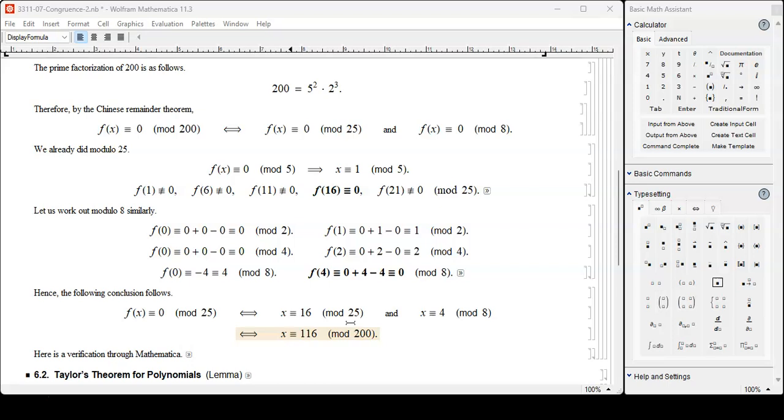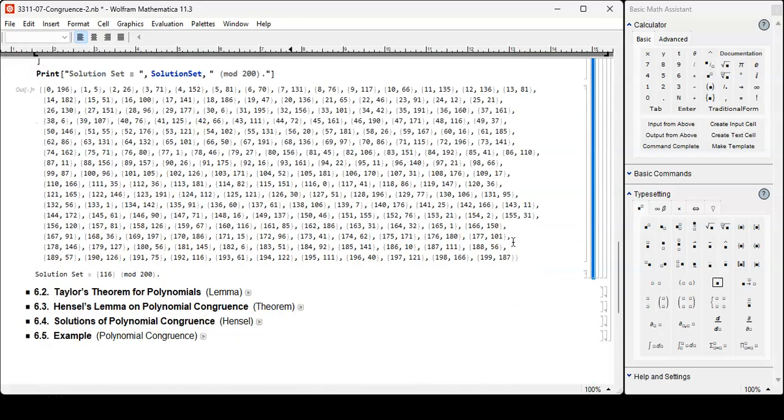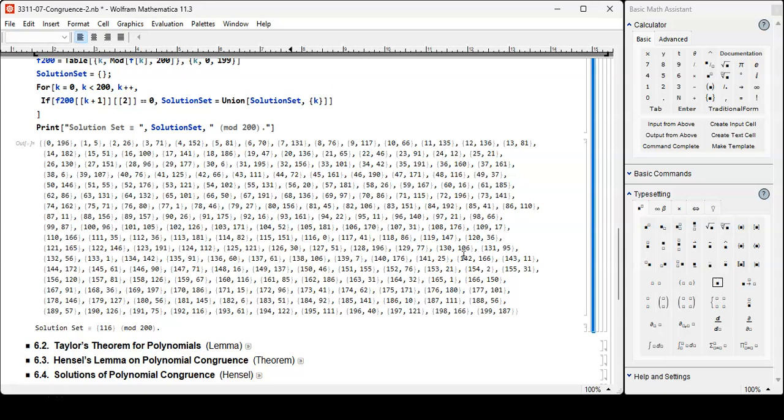Well, 25 times 8 is 200. So there are 8 such candidates. Among those 8, you can select the one that is congruent to 4 mod 8. It's not going to be too bad. You're going to end up with 116. The detail is left to the students. And then the verification by Mathematica, I just wanted to make a point. There are that many to consider.